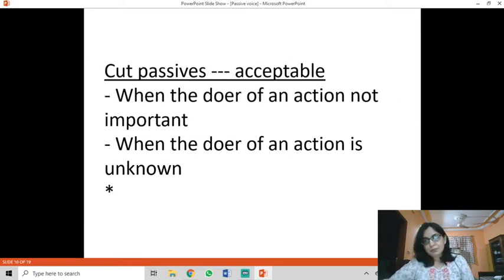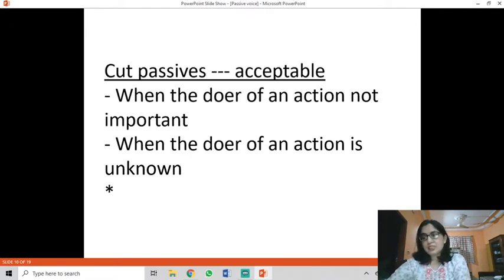Okay, now we come to the part where the passive voice is acceptable. Of course, it is acceptable. It is part of the English language, and we use it. We can use it when the doer of an action is not important, and when the doer of an action is unknown.